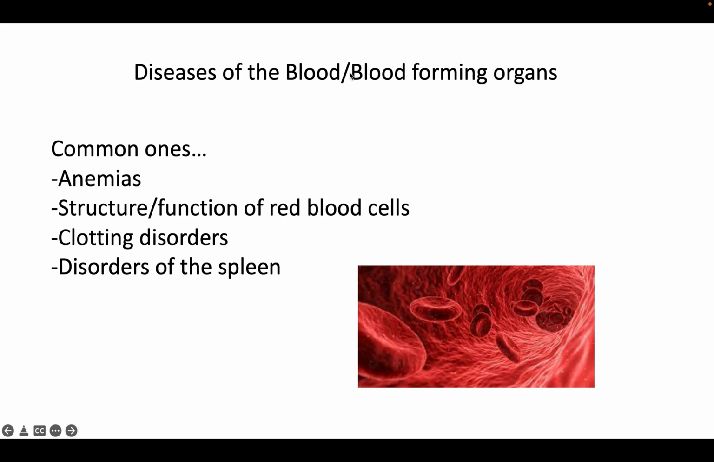Diseases of the blood and blood-forming organs are their own category. Some of the more mild and common ones are anemias, like an iron deficiency, not having enough hemoglobin, that kind of thing. But also structure and function of red blood cells, things like sickle cell anemia, disorders to do with clotting like hemophilia, and disorders affecting the spleen.